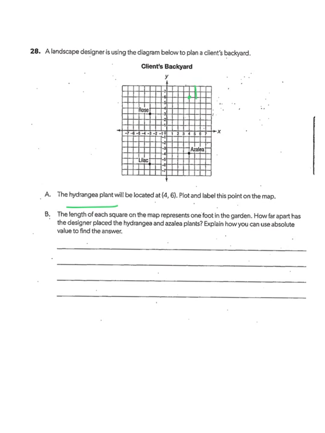And if you wanted to label it, it'd be hydrangeas. I can't write that small. That's gonna have to do. Plot and label this point on the map, which we just did. Now the length of each square on the map represents 1 foot in the garden. How far apart are the designers placed the hydrangea and azalea plants? And explain how you can use absolute value to find the answer.